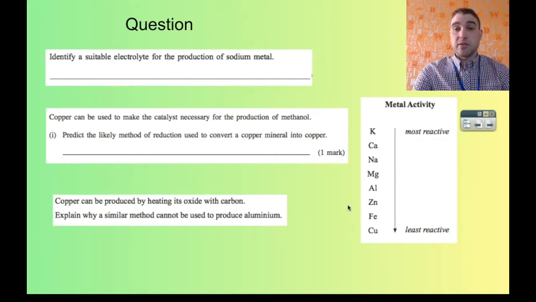In reality, what is used is a copper solution. Electrolysis of copper sulfate solution is used in industry to produce copper. So that's a likely method because it is the method that's used.